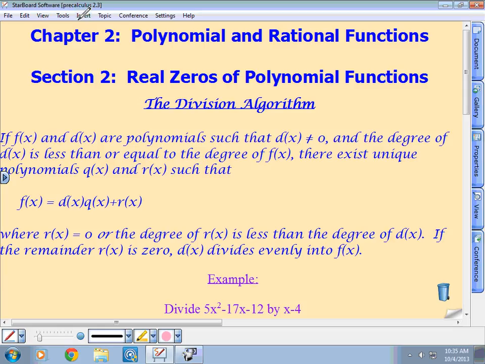And they are polynomials such that d of x, the divisor, does not equal 0 because you can't divide by 0. And the degree of the divisor, d of x, is less than or equal to the degree of f of x. There exists a unique polynomial, q of x. What do you think q stands for? Quotient, because when you divide something by a divisor, you get a quotient. And when it doesn't go in evenly, what do you have left? Remainder. Remember from long division, you used to write plus R3.